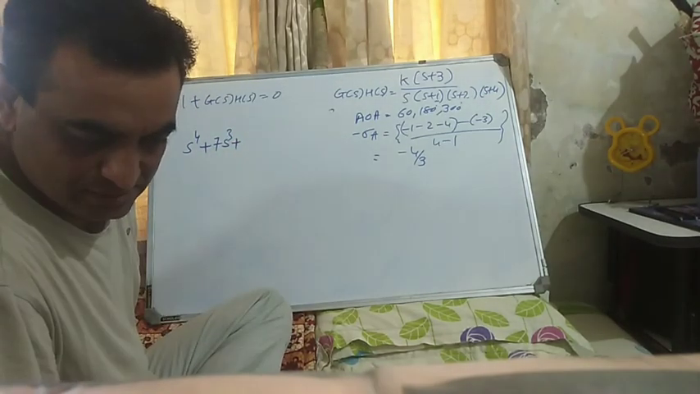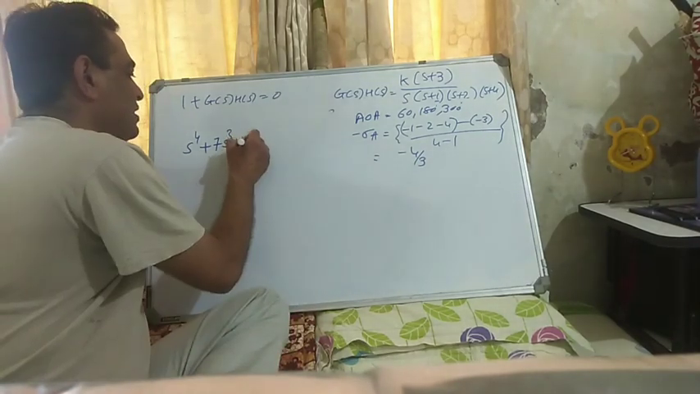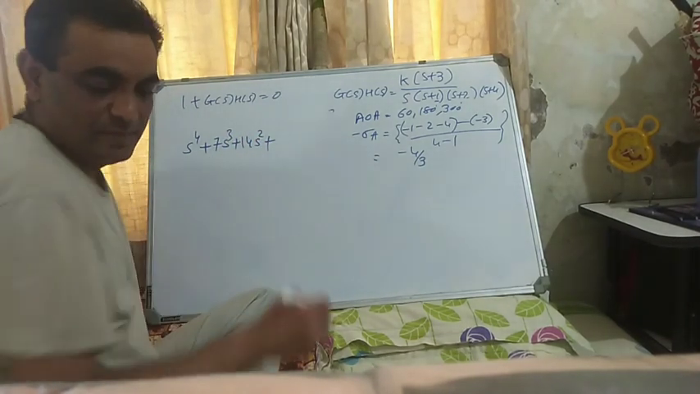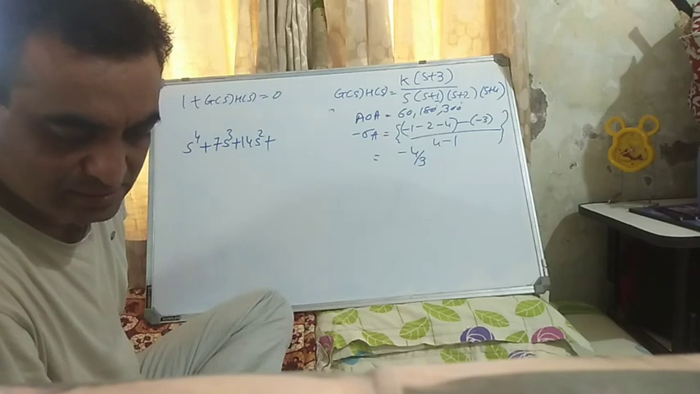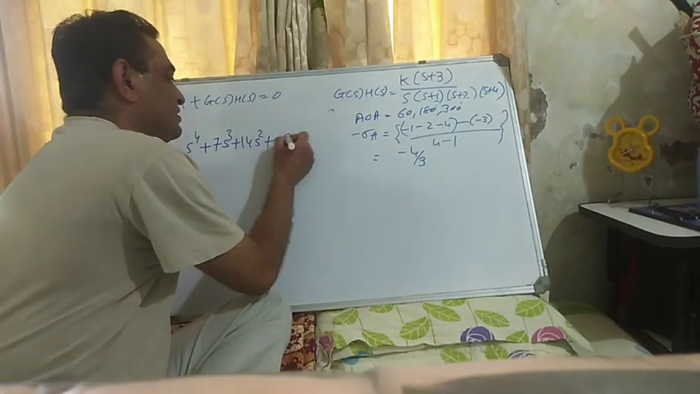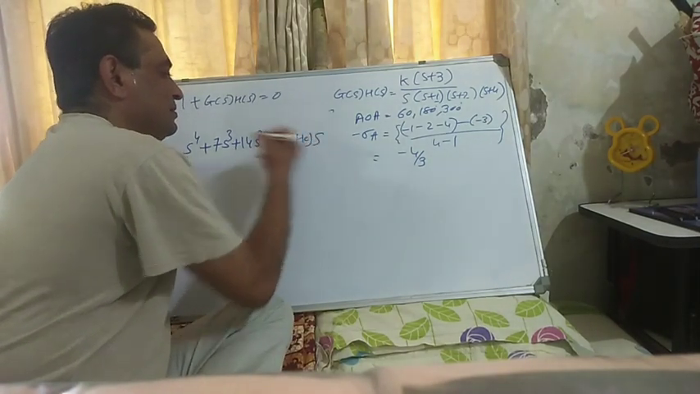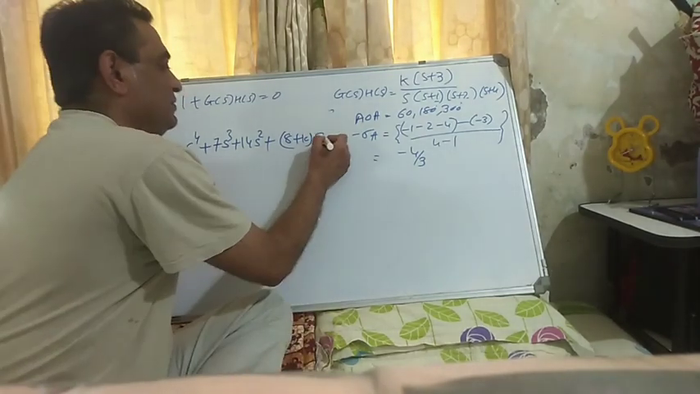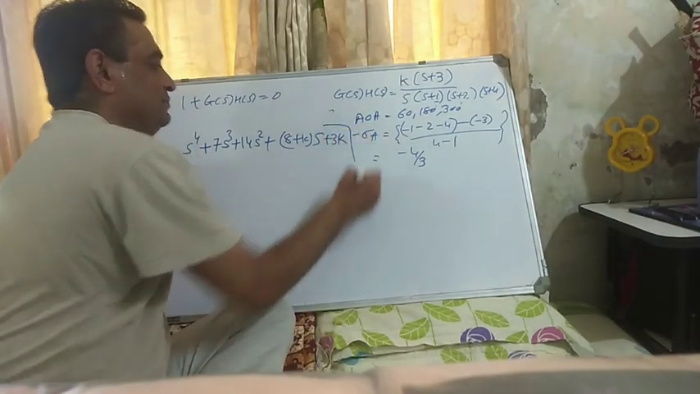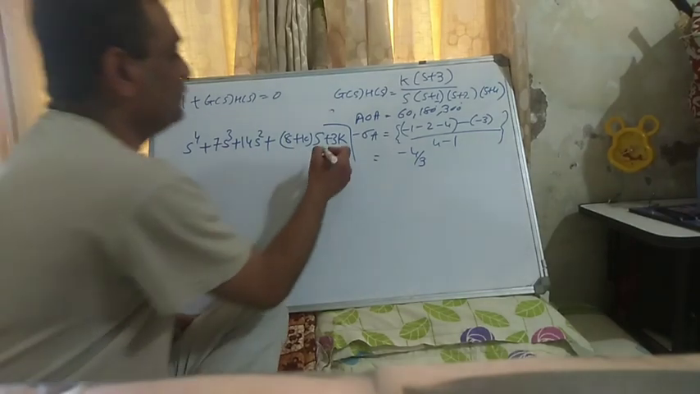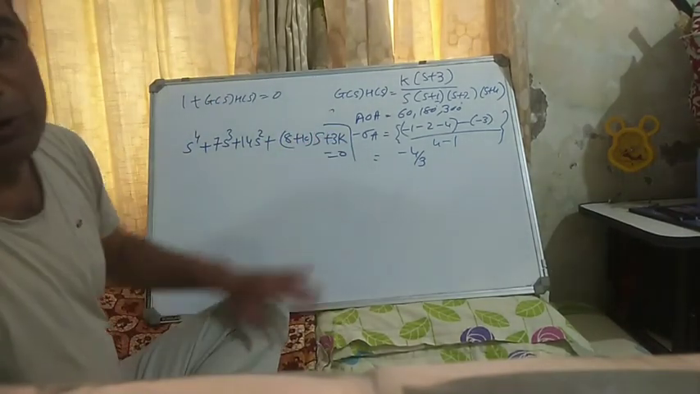plus 14s square plus (8 plus k)s plus 3k. This is equal to 0. Now you prepare the Routh table.